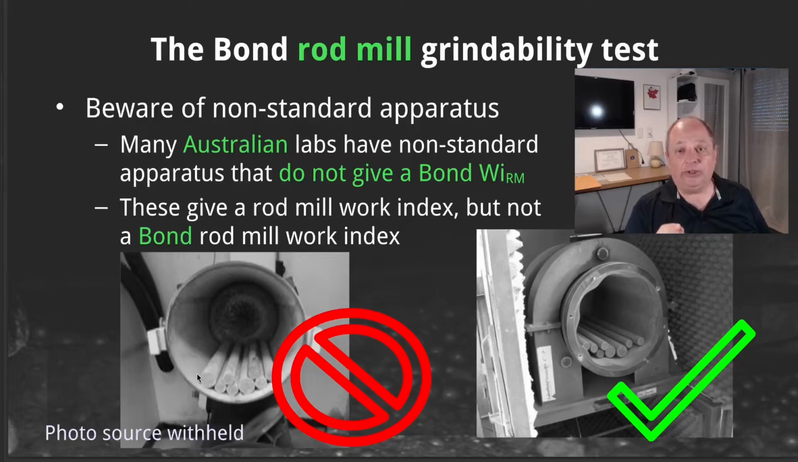Beware that there are non-standard apparatus out there, particularly in Australia. I'm aware that the JK lab has a proper rod mill, and several of the other labs have non-standard smooth liner machines which may not be rocked. Those non-standard machines will give you a rod mill work index, but it will not give you a Bond rod mill work index. There are models specifically calibrated to that smooth liner, but they're not the ones that consultants like me use.